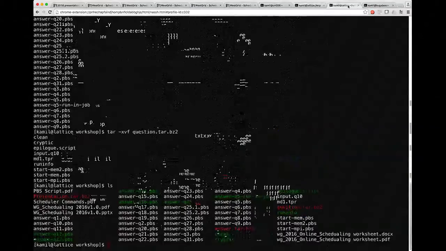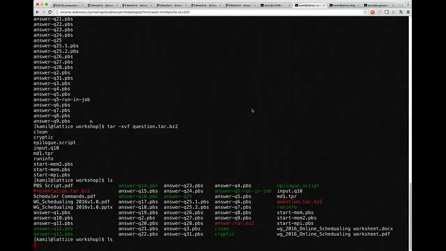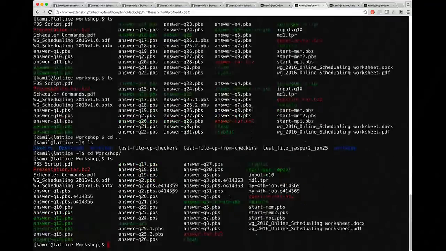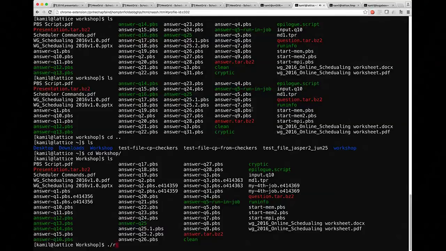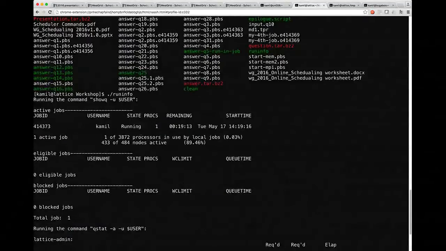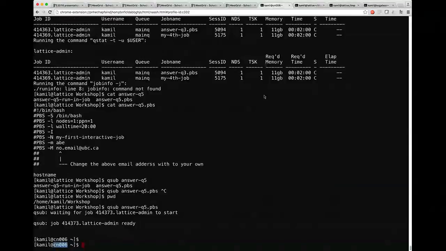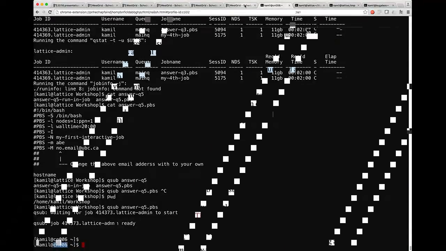wrong window. If we run our commands, we'll see that we're running, and we have 19 minutes and 13 seconds left in our wall time. We'll see how long we've been running in the qstat -a -u. So we are inside the job, and now we could start asking our questions.